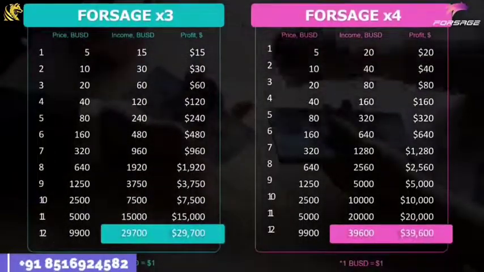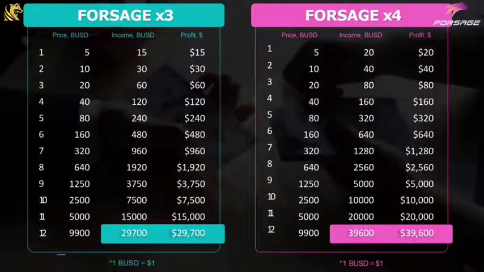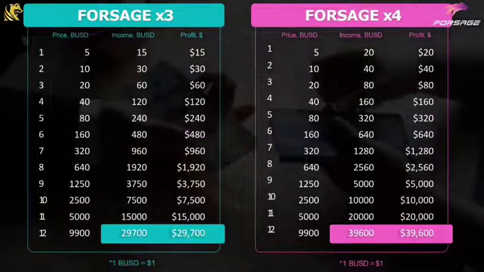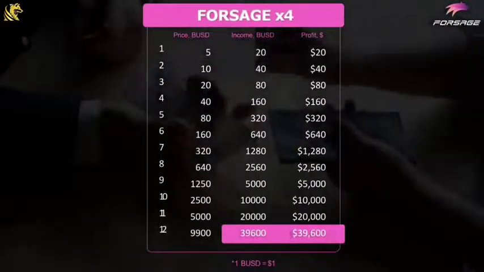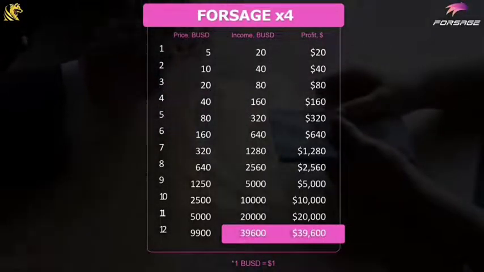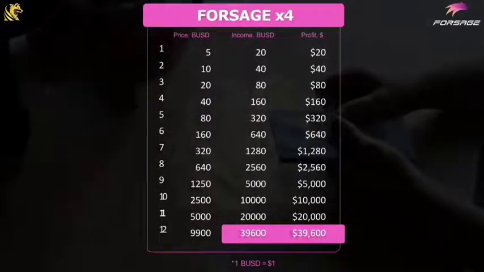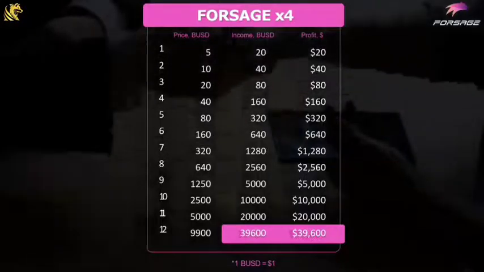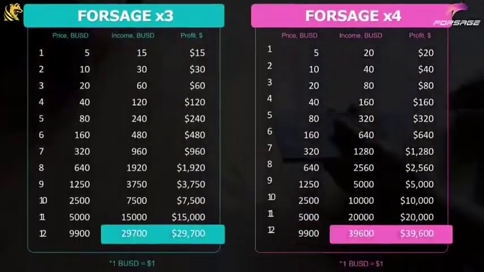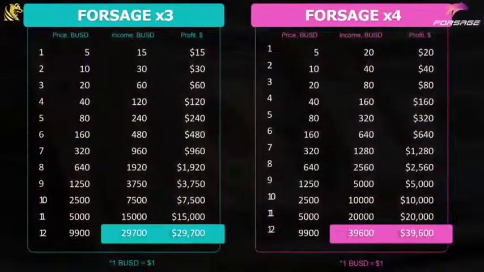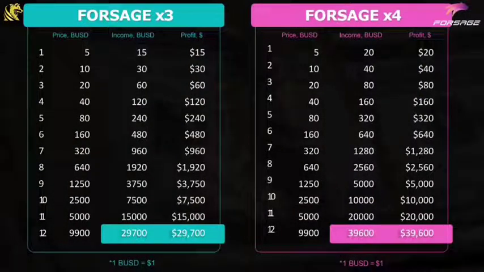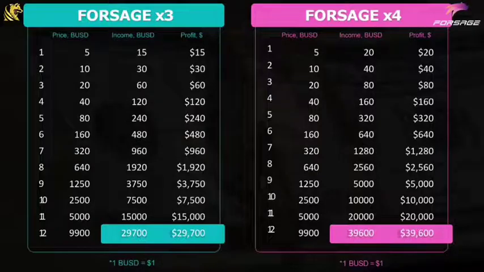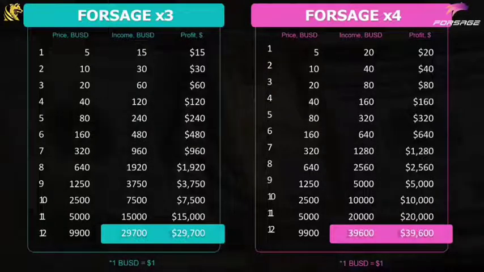All the slots in X3 and X4 have the same value, but the income in X4 is 4 times its slot. For example, the first slot is 5 BUSD in X4 and its income of one cycle is 20 BUSD. The second slot is 10 BUSD, but it offers you income of 40 BUSD in one cycle. So one cycle of X3 of all the slots pays you $29,700. In X4, all the slots pay you in one cycle $39,600. But the income from XXX is much more.